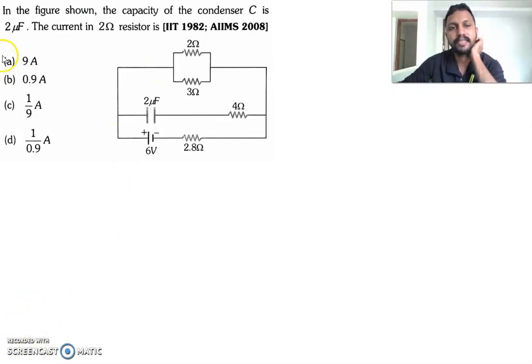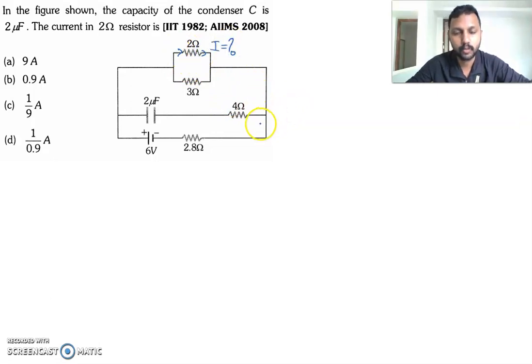Let's look at the next question. In the figure shown, the capacity of the condenser C is 2 microfarad. The current in the 2 ohm resistor is, options are given as 9 ampere, 0.9 ampere, 1 by 9 ampere, 0.19, 1 by 0.09 ampere. Therefore, we are given a circuit over here, and the current in the 2 ohm resistor. Where is this 2 ohm resistor? Yes, this is the 2 ohm resistor. They are asking you the current in the 2 ohm resistor.